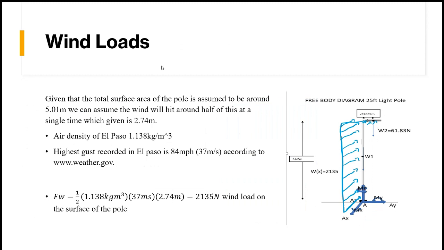Given the wind loads, we can solve for them based off the total surface area of the pole. This can be assumed to be around 5.01 meters, and we assume the wind will hit around half of this at a single time, which is 2.74 meters. Given the air density and the highest gust recorded in El Paso of around 84 miles per hour, or 37 meters per second, we can put it into this equation and solve for the wind load in newtons, the force on the light pole. So we plug it into the equation and we find that the wind load is 2,135 newtons on the surface of the pole.